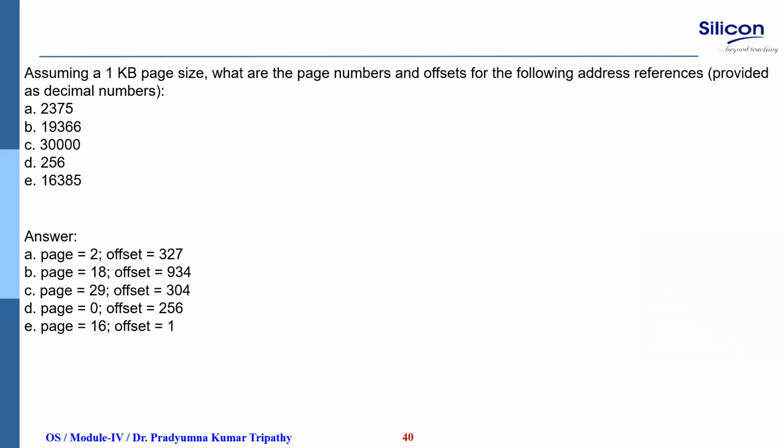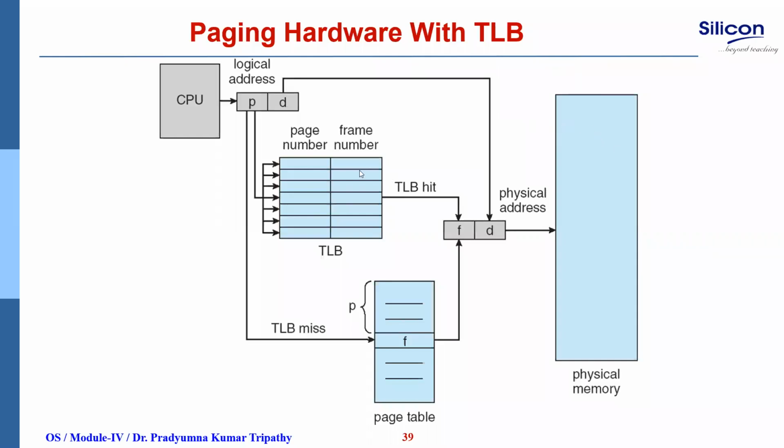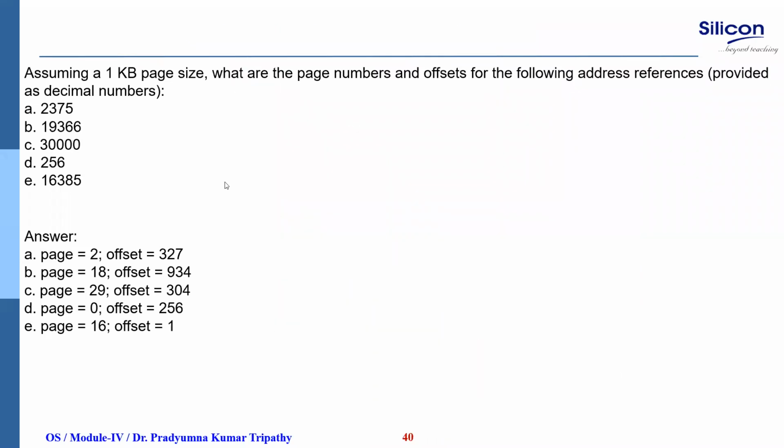Let us go for a few problems. Suppose the page size is given as 1 KB. Page size means this program is divided into pages, and each page is of 1 KB. What are the page number and offset of the following address references? If this is the address, what is the page number and what is the offset? As the page size is 1 KB, you just divide by 1 KB. 1 KB is how much? 1024. So 2375 divided by 1024 gives you 2, and the remainder is your offset.